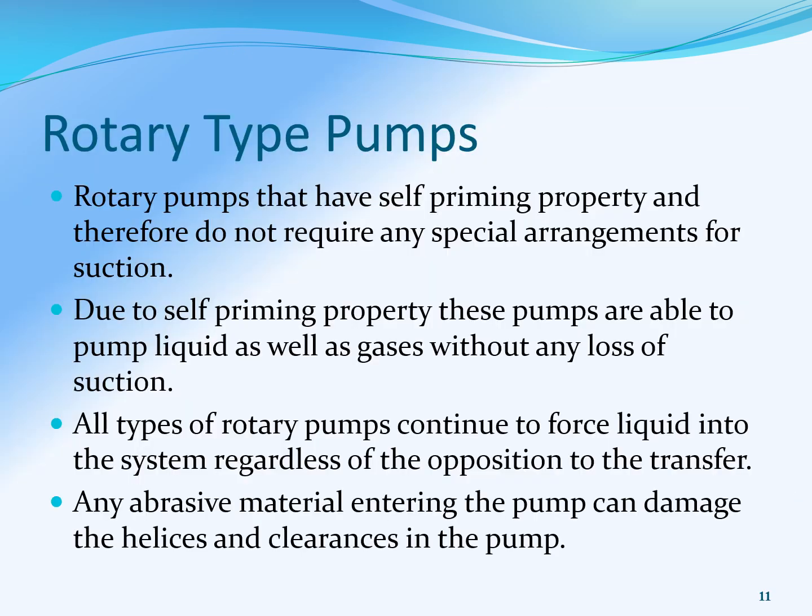So before we get into the graphics, just some notes on rotary type pumps: they have a self-priming property to them. And due to that self-priming property, these pumps are able to pump liquid as well as gases. However, you've got to make sure that you're not pumping any types of solids, right? Because the abrasive materials entering pumps can damage the helices and clearances of the pump. But all types of rotary pumps continue to force liquid into the system regardless of their opposition to the transfer. So anyone who's ever worked out in the field and had a diaphragm pump, I'm sure you can appreciate the fact that a pump has a self-priming property to it. That's really appreciated.